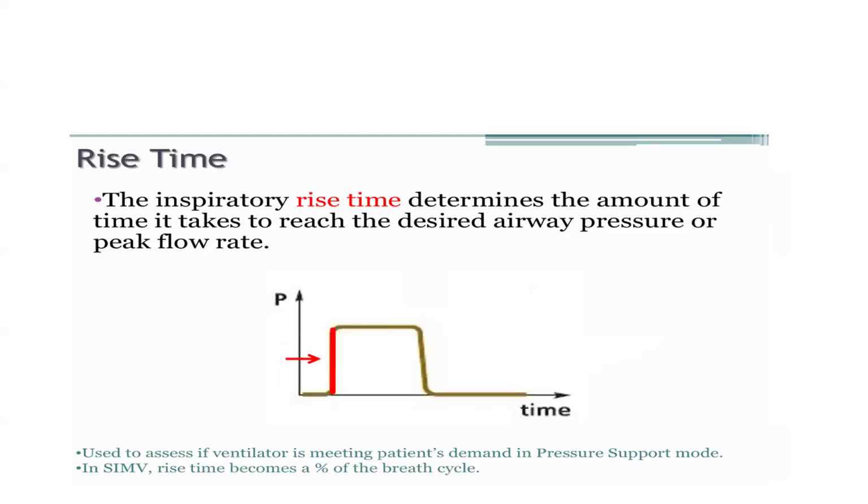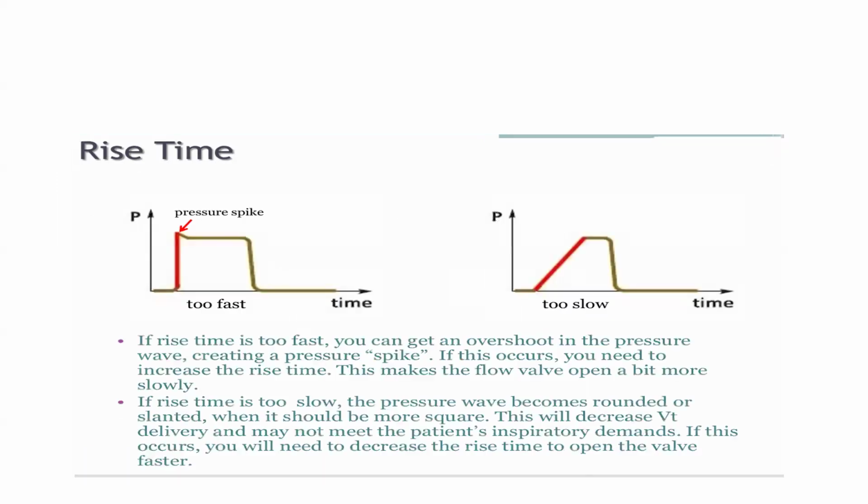Now about rise time. The inspiratory rise time determines the amount of time it takes to reach the desired airway pressure or the peak flow rate. If rise time is too fast, you can get overshoot in the pressure wave, creating a pressure spike. If this occurs, you need to increase the rise time. This makes the flow valve open a bit more slowly.